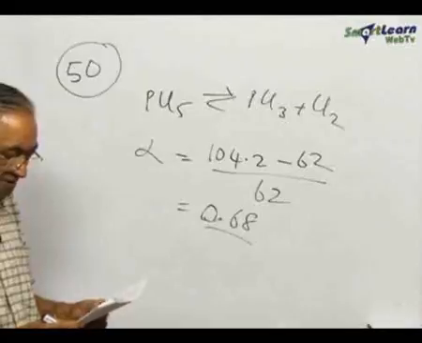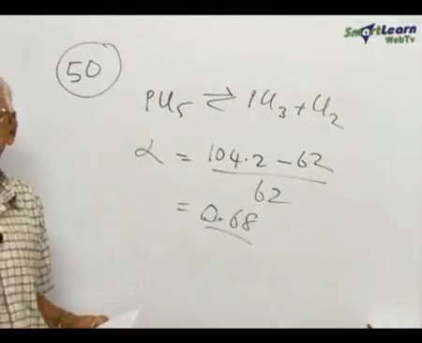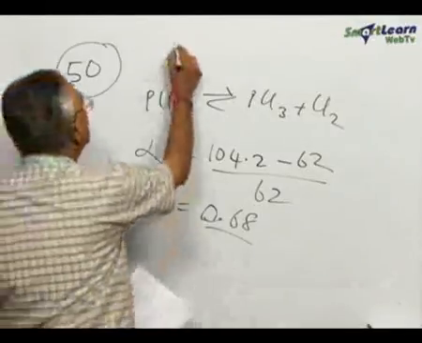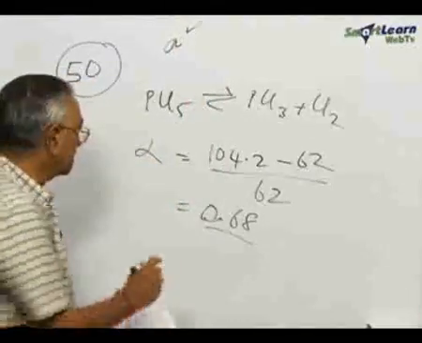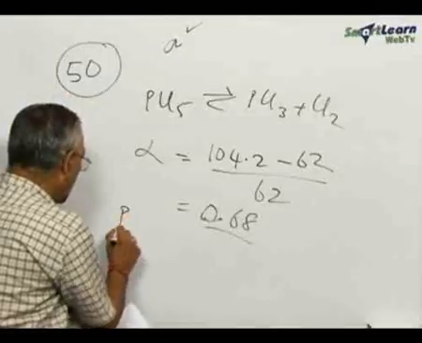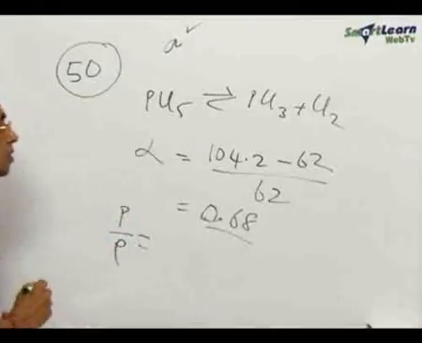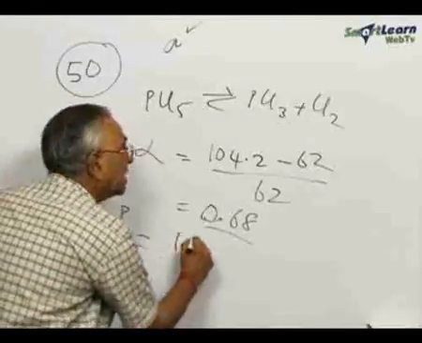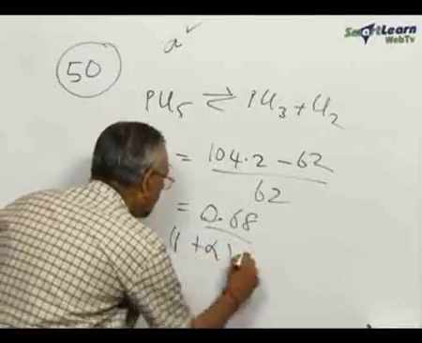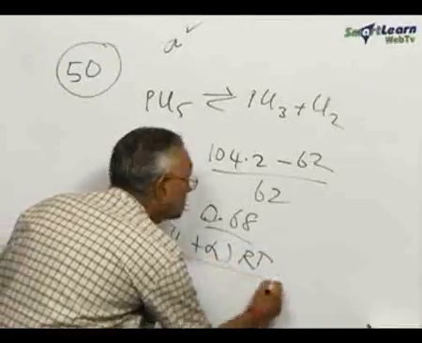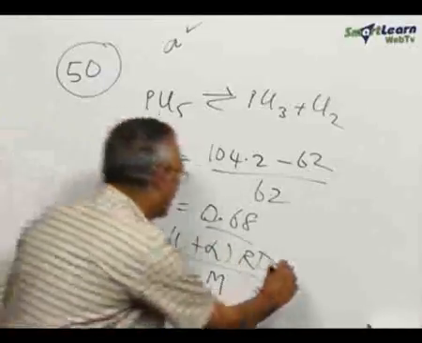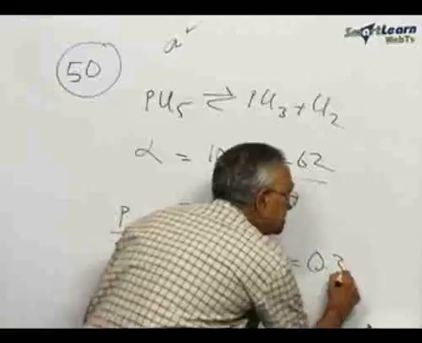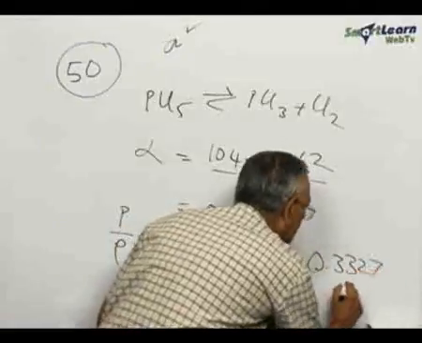That is actually the first statement that is given. A, degree of dissociation is equal to 0.68. So that is a correct statement. Then coming to the second statement, the value of P by rho can be given by 1 plus alpha into RT divided by M. This will give the value of P by rho, which actually works out to 0.3327 atmospheres.